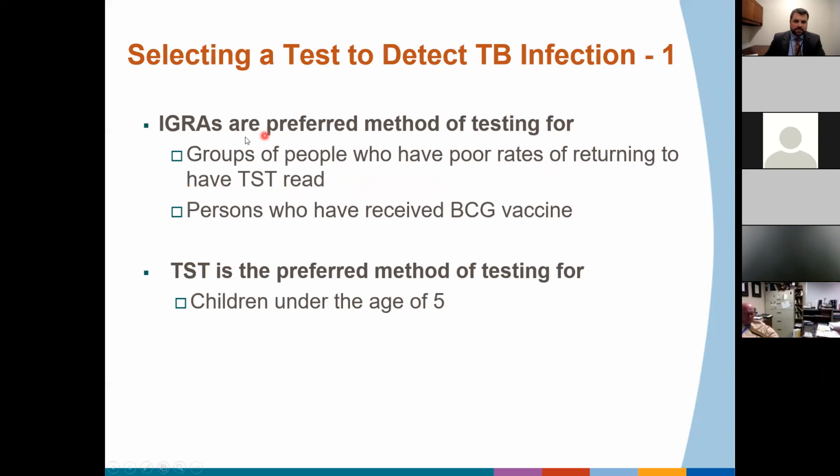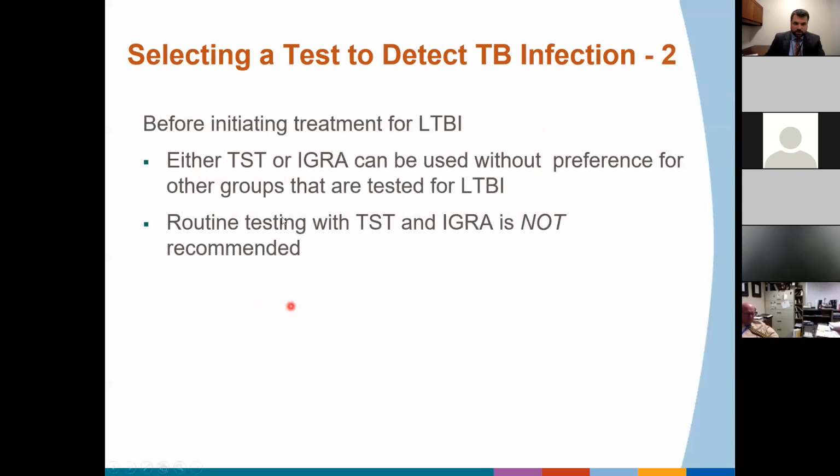Now, selecting a test. IGRAs are the preferred method of testing for groups of people who have poor rates of returning, so if the patient isn't going to come back, and for patients who have received the BCG vaccine. The skin test is the preferred method for children under 5.